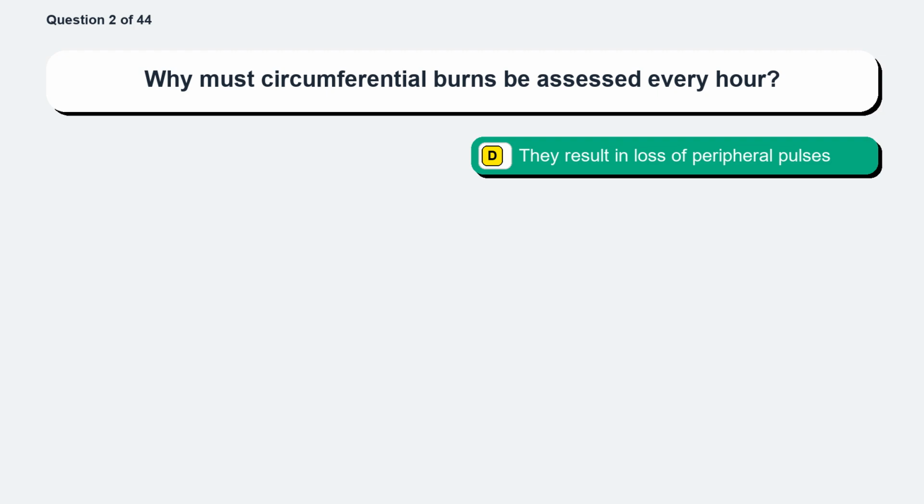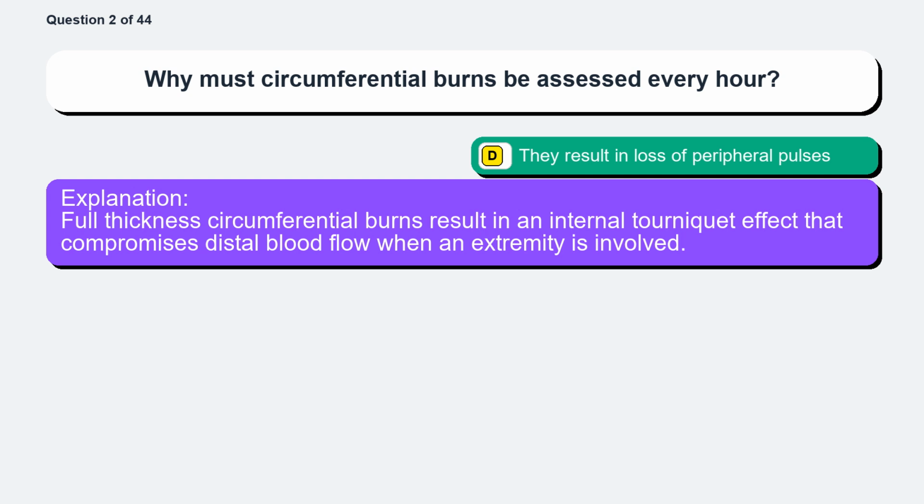The correct answer is option D. They result in loss of peripheral pulses. Full-thickness circumferential burns result in an internal tourniquet effect that compromises distal blood flow when an extremity is involved.